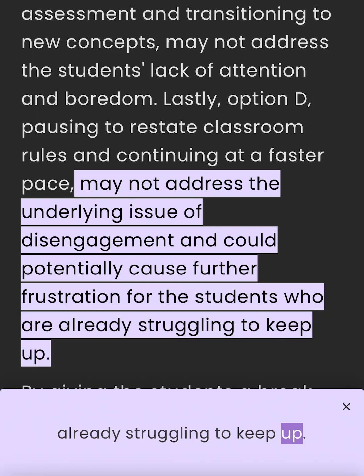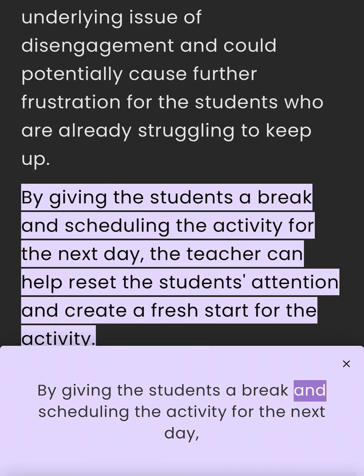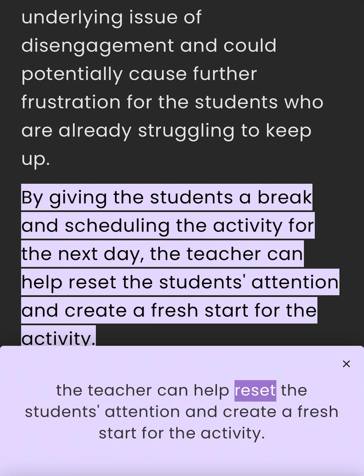keep up. By giving the students a break and scheduling the activity for the next day, the teacher can help reset the students' attention and create a fresh start for the activity.